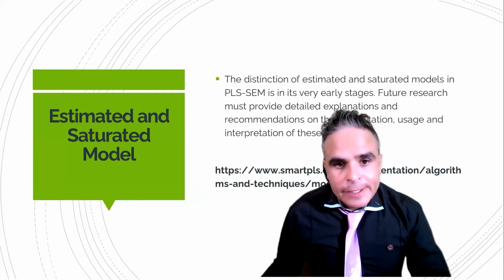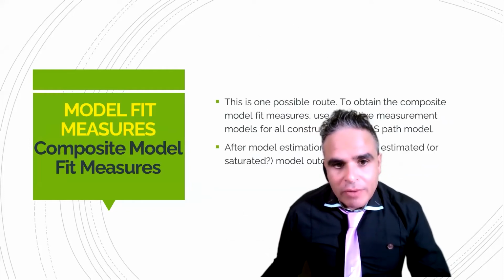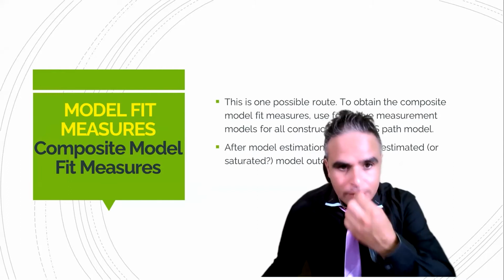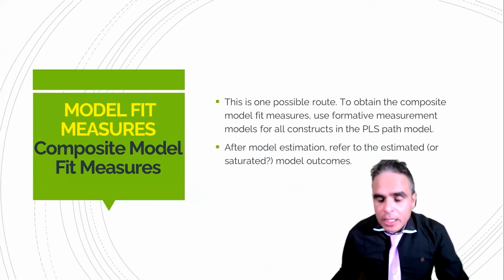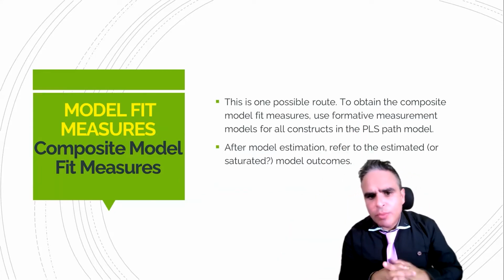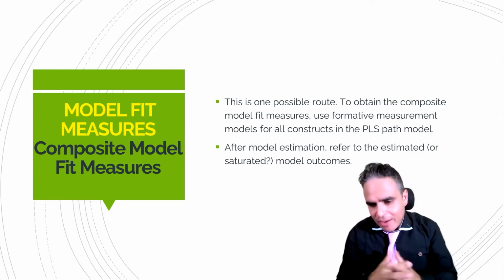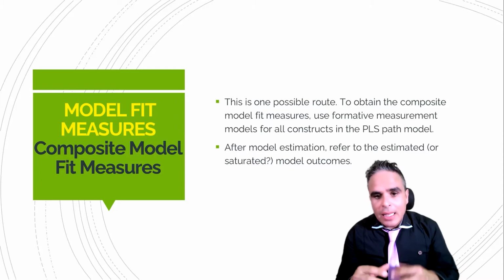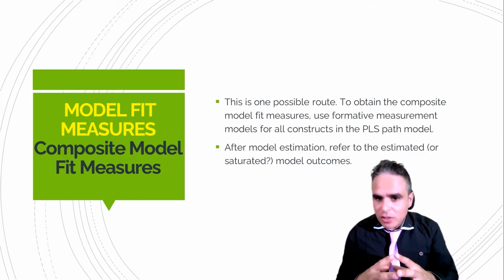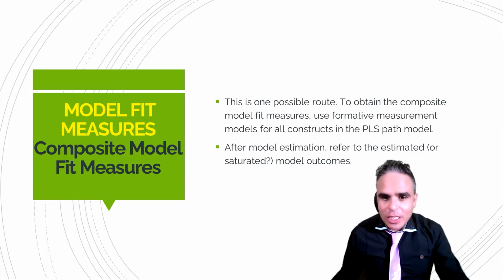All right, let me have a look at the first measure as well. It's the composite model fit measure, and this is one possible route. In order to obtain the composite model fit measure, we have to use formative measurement models for all constructs, okay? And after the model estimation, we usually refer to the estimated or saturated model outcome.